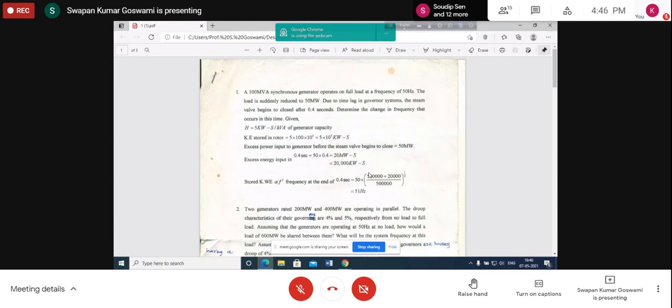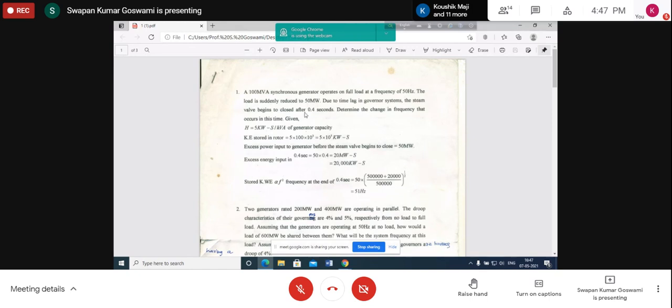At synchronous frequency, the kinetic energy is how much? It is 5 kilowatt seconds per kVA. That means 5 × 10^5 kilowatt second. So how much is the frequency therefore? Because the kinetic energy stored is proportional to the frequency, and 50 is the operating frequency, when 5 × 10^5 plus 20,000 is the energy stored, then the frequency will be 50 × square root of (5 × 10^5 + 20,000) divided by (5 × 10^5). That is nearly 51 hertz, which will be the operating frequency.